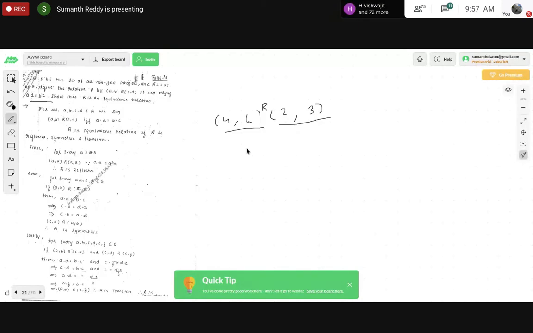Now let me first check for the reflexive property. As we already know, I can include the ordered pair, that is (a, b) is related to (c, d), only if a into d is equal to b into c. Based on this, first of all, I need to check whether it is reflexive or not.